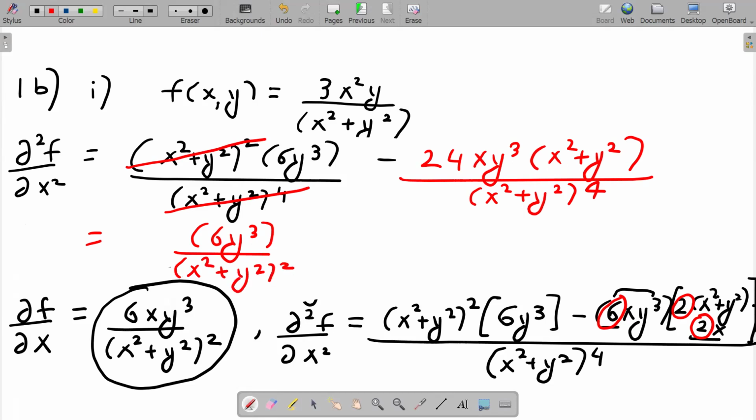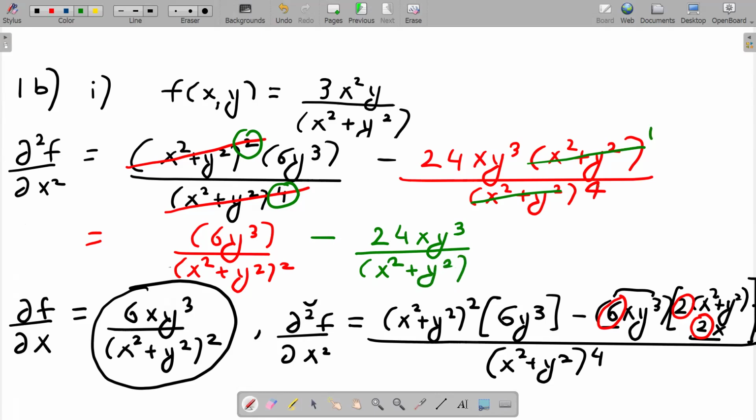Because students can see that 4 minus 2 will make it 2 in the denominator. And similarly, I can cancel this with this and make it 3 in the denominator. Minus 24x cube over (x square plus y square) to the power 3. This was 1, so 4 minus 1 makes it 3. This is my answer for del square f by del x square.